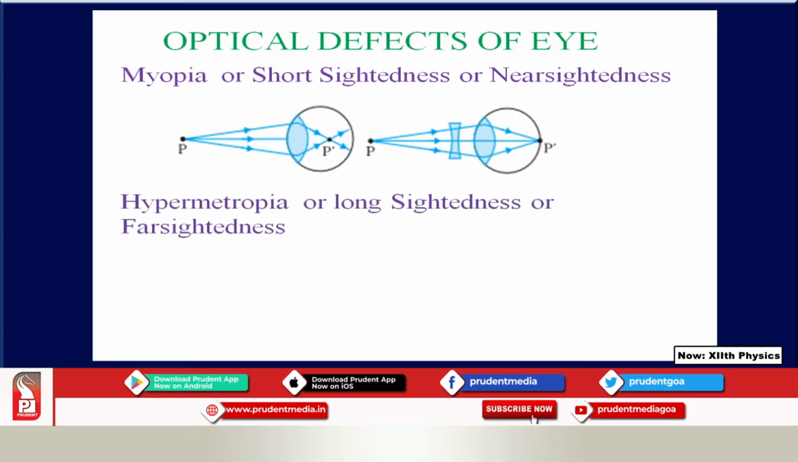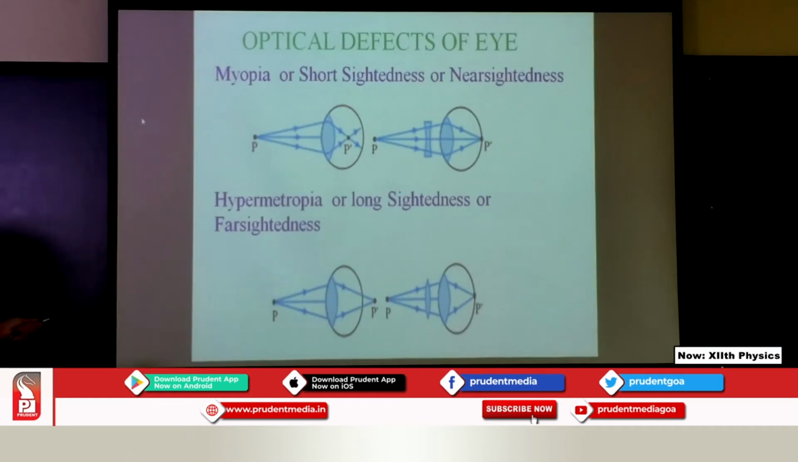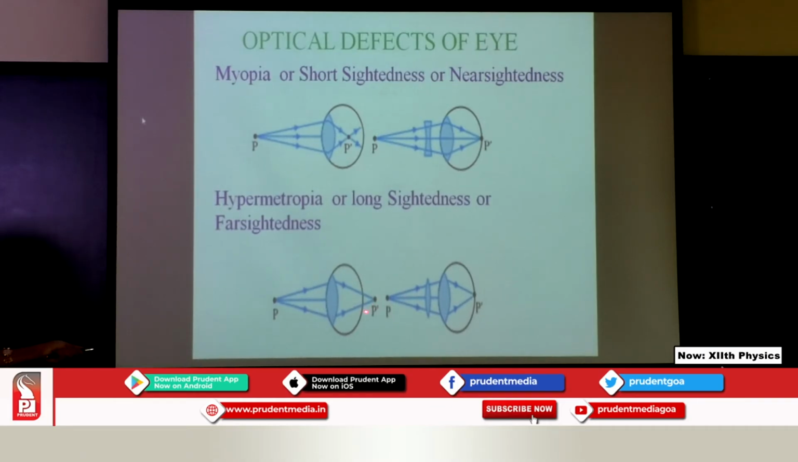Next is hypermetropia or long sightedness or far sightedness. In this, the image instead of forming on the retina is forming behind the retina. So, this is corrected by using a convex lens.